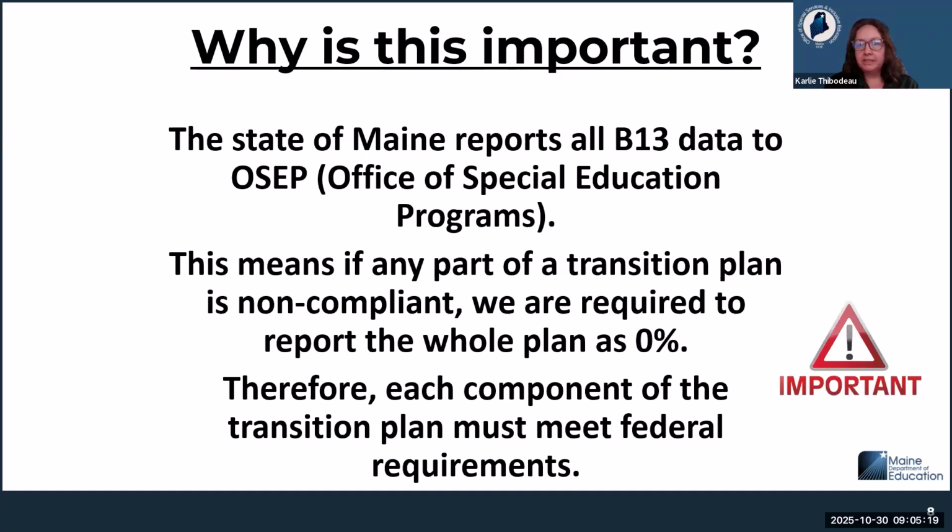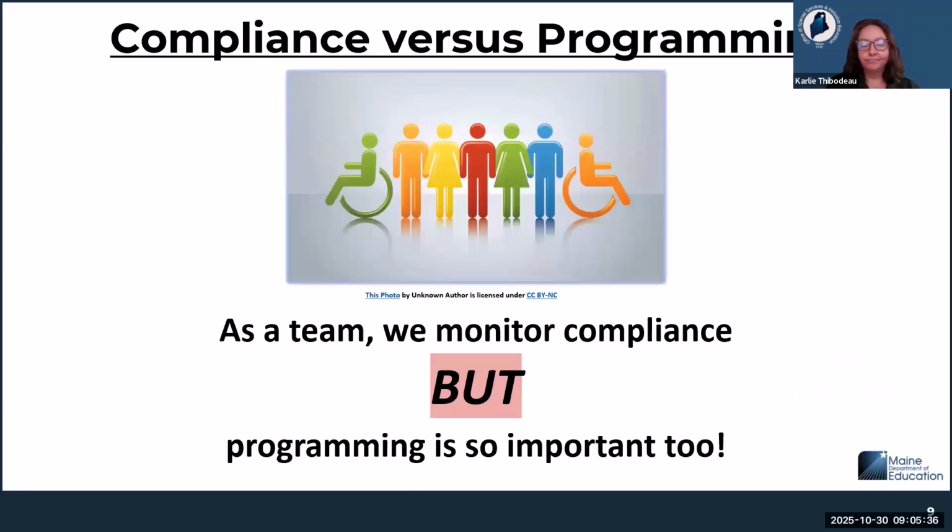And if even one piece of that is non-compliant, we have to mark the whole thing 0%. It's very frustrating. So every single piece that we talk about today has to be 100% for the whole transition plan to be 100%. And the bar at the federal level is 100%. So for all of them. So that's why we do a specific focus on this.